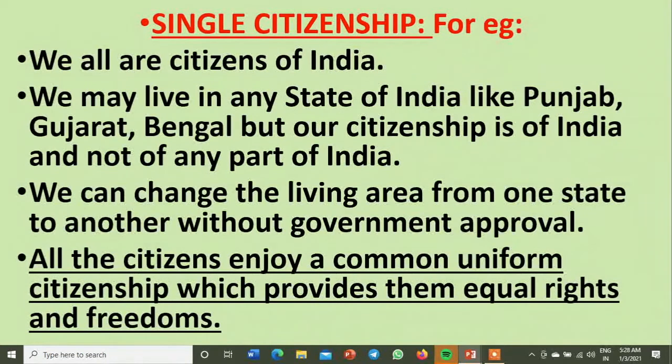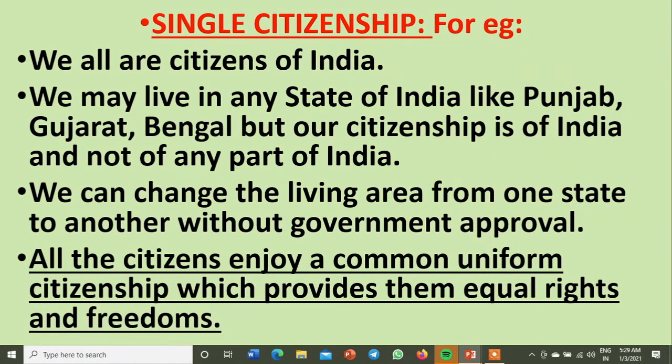Now, the next feature is single citizenship. We all are citizens of India. Yes, we may live in any state of India like Punjab, Gujarat, Bengal, but our citizenship is of India and not of any part of India. That is, we are residents of Punjab, but we are citizens of India. We can change the living area from one state to another without government approval. All the citizens enjoy a common uniform citizenship which provides them equal rights and freedoms.